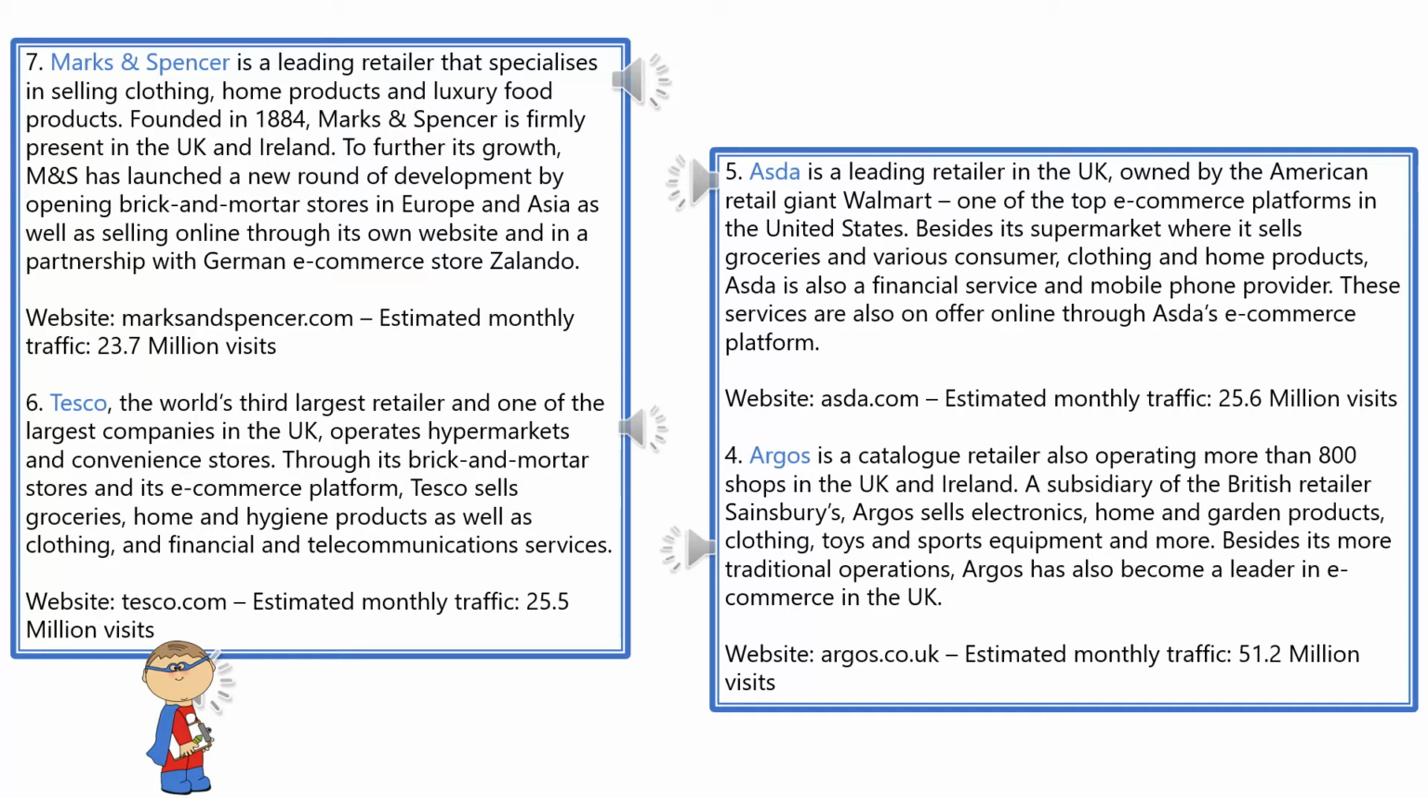Tesco, the world's third largest retailer and my local one, and one of the largest companies in the UK, operates hypermarkets and convenience stores. Through its brick-and-mortar stores and its e-commerce platform, Tesco sells groceries, home and hygiene products, as well as clothing and financial and telecommunication services. Even though the latest update, actually they closed down their F&F clothing and they now sell through Next. But their estimated monthly traffic is 25.5 million visits to Tesco.com.